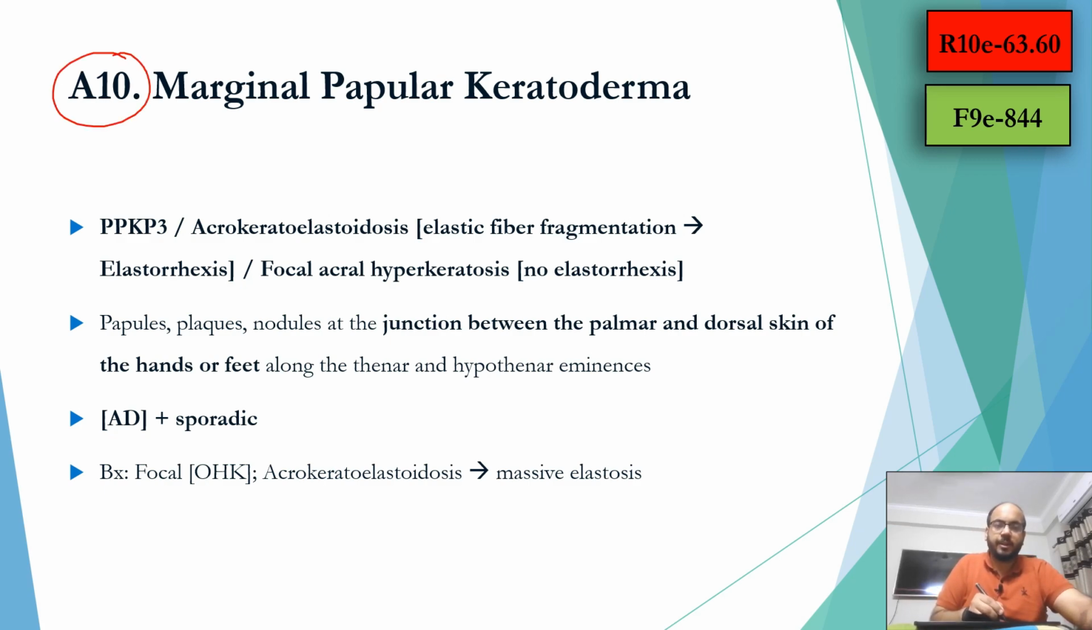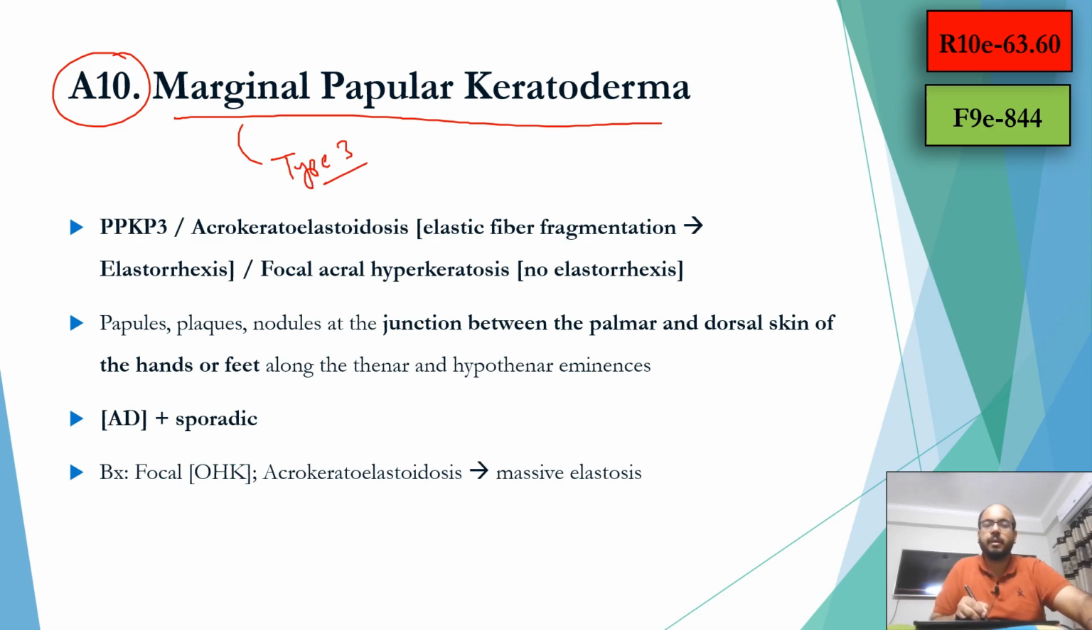The tenth entity, also known as marginal papular keratoderma. It is also known as type 3 palmoplantar keratoderma punctata. So type 1 is punctata, type 2 is spinous, type 3 is marginal. Clear? Also known as acrokeratoelastoides or focal acral hyperkeratosis. But remember, these words have been grouped together.